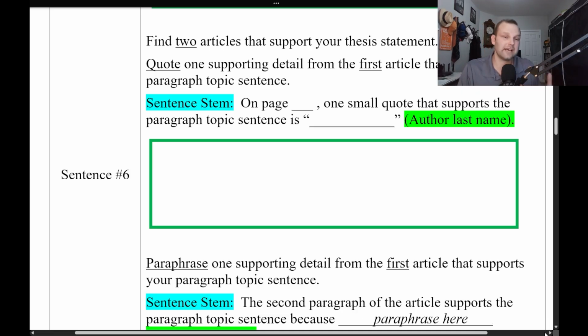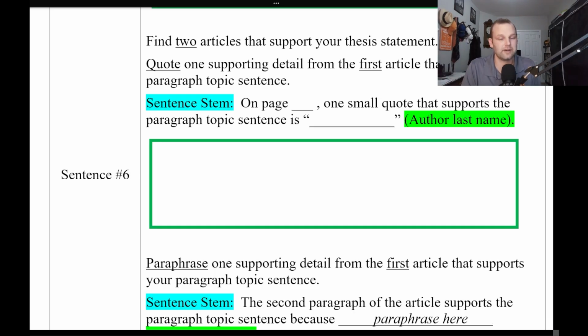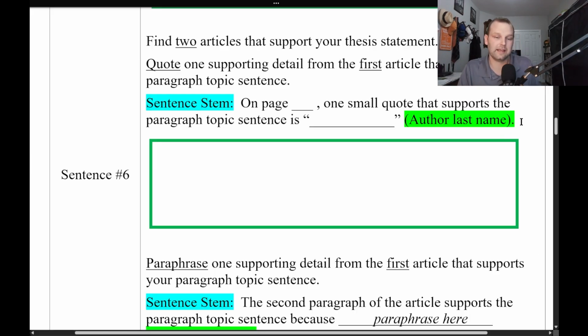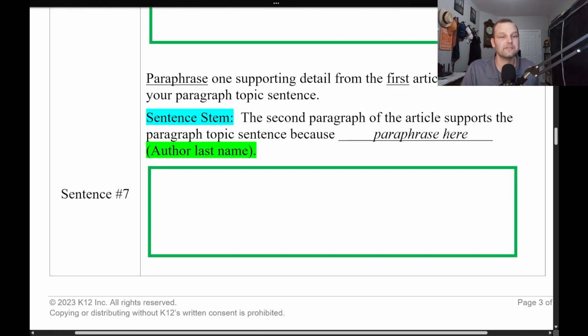So, in the second sentence for your body paragraph, you're going to find a quote from the article that supports your idea, and then what you'll do is put the author's last name in parentheses at the end of that quote to give credit to that author. Make sure you place a period at the end. And then, after you've given a quote and given the author credit for that quote, in your very next sentence, you can paraphrase.